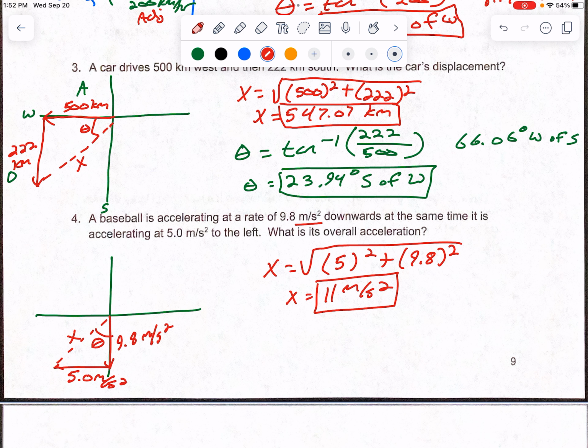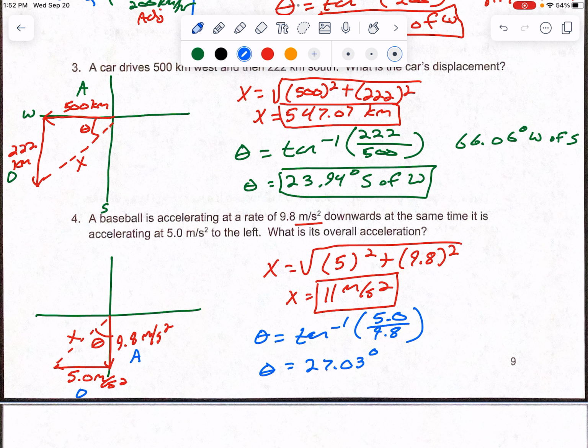So we're going to find our angle. Okay, 9.8 would be my adjacent. Okay, 5 would be my opposite. So our angle is going to be inverse tangent of 5.0 divided by 9.8. And you will get an angle of 27.03 degrees.